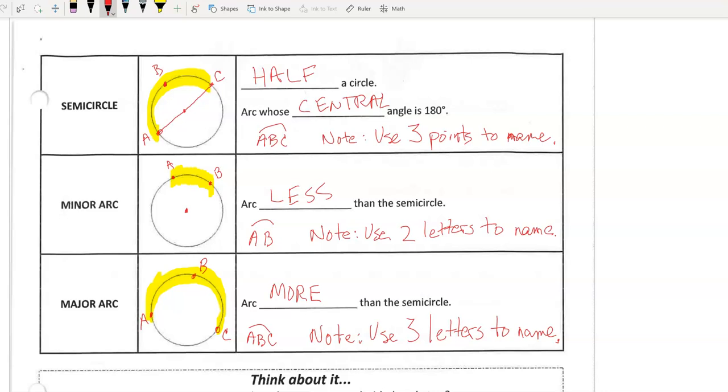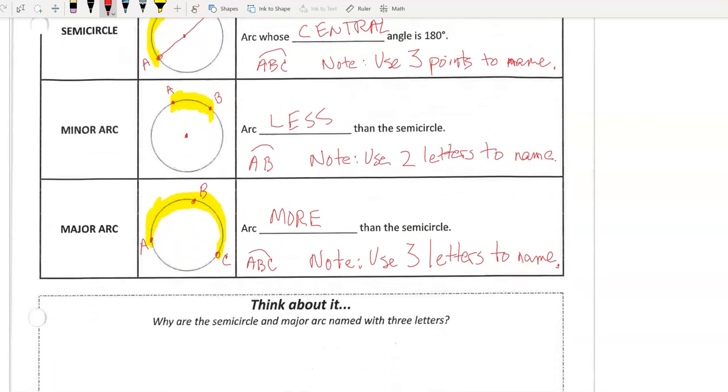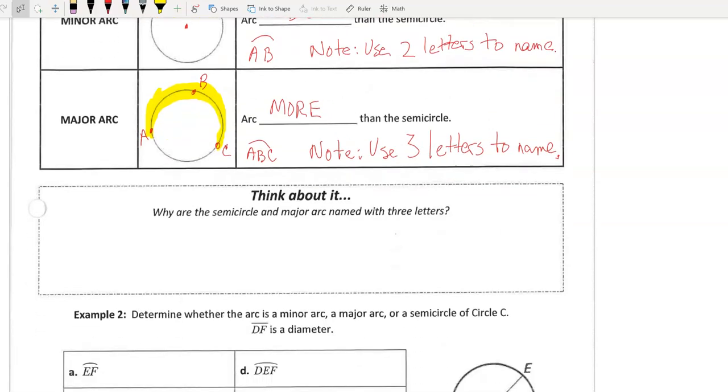Okay, so here's the different arcs associated with a circle. We have a semicircle, half the circle, a minor arc which is less than the semicircle, and a major arc which is more. Go ahead and do the think about it.